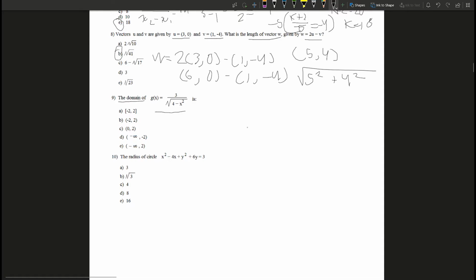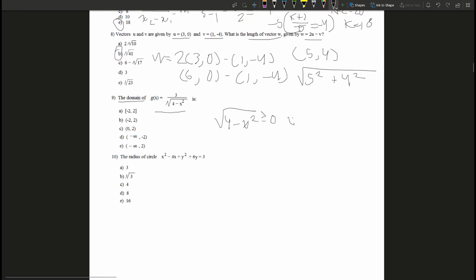Okay, so we're going to write out the square root. So root 4 minus x squared equals 0. And so we want to find out what values this can be. Because remember that you can't take the square root of a negative number, and that you can't have 0 in here, because this is your denominator. So actually, I'm going to make this greater than or equal to 0.